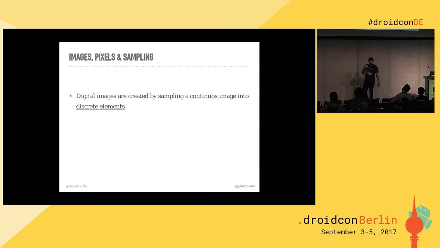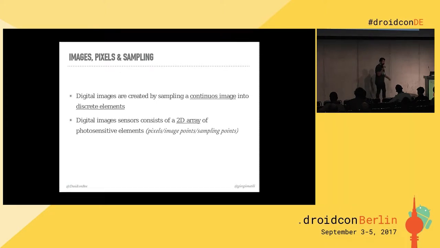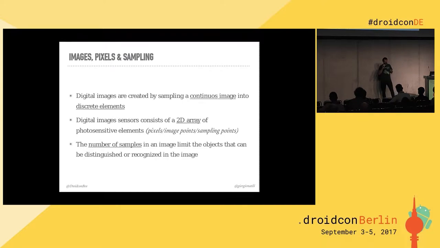Digital images are created by sampling a continuous image into discrete elements. Every sensor consists of a two-dimensional array that is dealing with a three-dimensional space. So that's the magic that is happening through a camera. The number of samples in an image limits the objects that can be distinguished, of course, because the fewer bits you have, the less information you have.